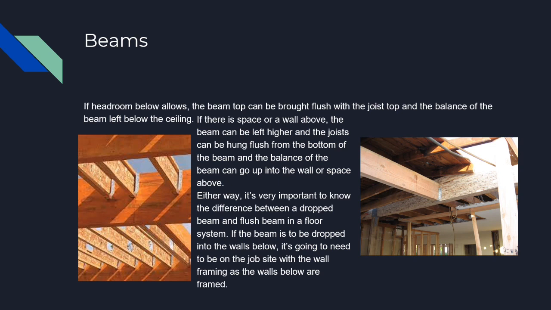If there is space or a wall above, the beam can be left higher and the joist can be hung flush from the bottom of the beam, and the balance of the beam can go up into the wall or space above. Either way, it's very important to know the difference between a drop beam and a flush beam in a floor system. If the beam is to be dropped into the walls below, it's going to need to be on the job site with the wall framing, as the walls below are framed.